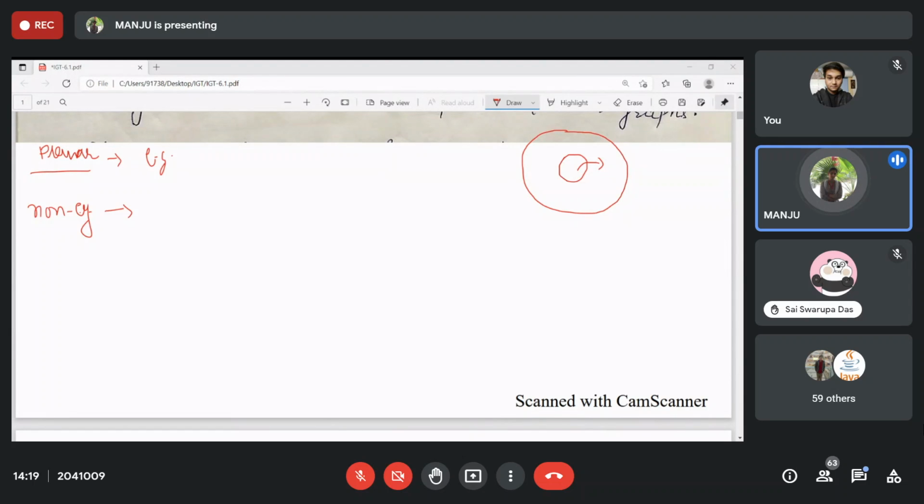Yes, Adarsh Patel. Any example for planar graph? Ma'am, C3, C4. In general, Cn, right? Yes, ma'am.